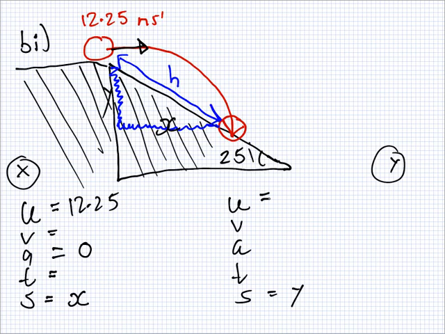Vertically, what's the U? 0. The V? We don't know. The A is minus G. T, we don't know, although we do know at least it's the same time as the horizontal one. At least we can equate those. We might need to. So this is T and this is T. In fact, first he wants the T.